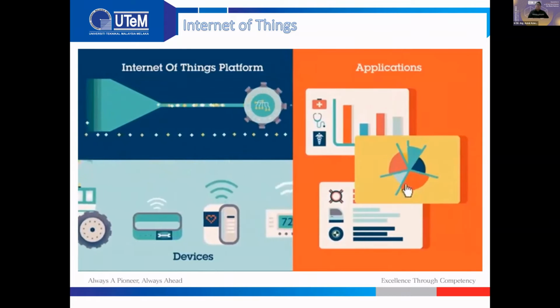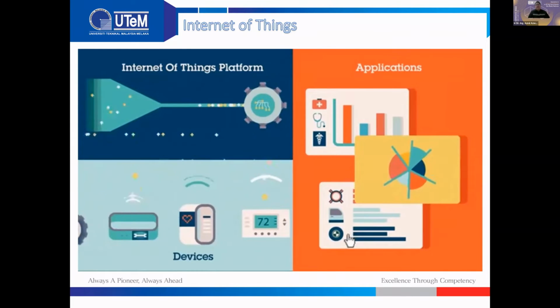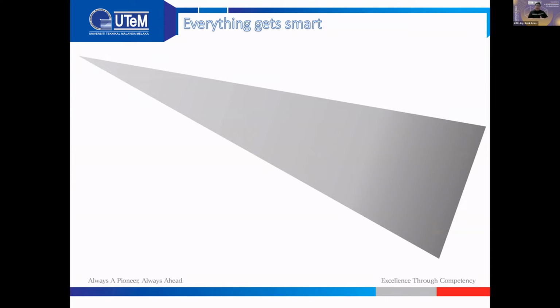address industry-specific needs. So you can see that it all started with the device that connected to the Internet of Things platform, and by having this connection, all the data can be transmitted, and then we can analyze this data in order to get better information and also some knowledge.